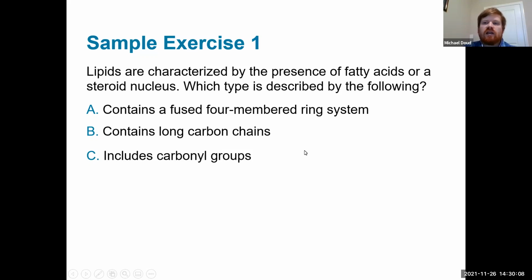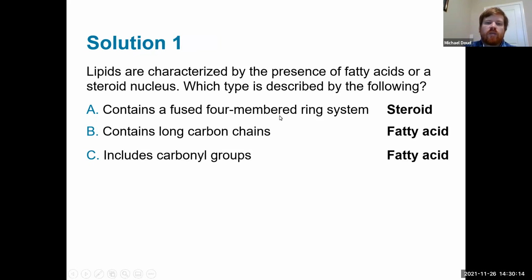Tell me what it is, and we will come back with the answer in just a moment. Okay, let's go ahead and give it a shot. So the fused 4-membered ring system is a steroid. That's easy enough, right? It's that little nucleus there for the steroid. That's what's going to make up the steroid compound.